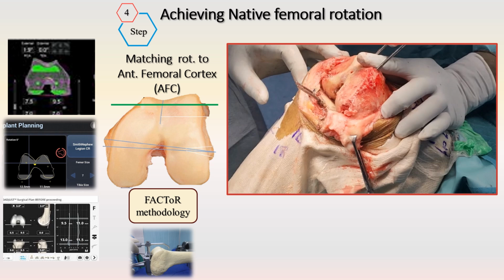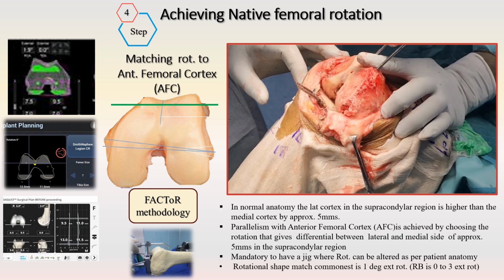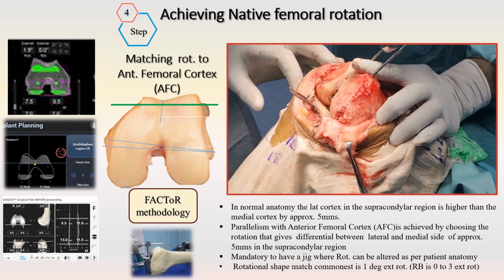The following principles apply. In normal anatomy, the lateral cortex in the supracondylar region is higher than the medial cortex by approximately 5 millimeters. And if you are able to reproduce this 5 millimeters, you match the native rotation. Parallelism with the anterior femoral cortex is achieved by choosing the rotation that gives a differential between the lateral and medial side of approximately 5 millimeters in the supracondylar region. It is mandatory to have a jig where rotation can be altered as per patient anatomy. The commonest rotational shape match that we find is 1 degree external rotation, and our restricted boundary is between neutral 0 to 3 degrees of external rotation. And this is how we go about it.